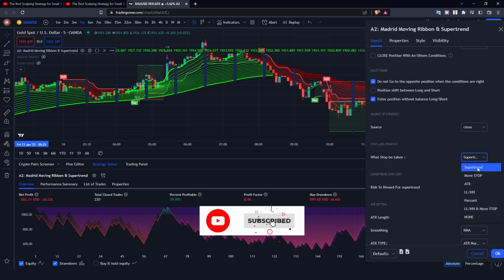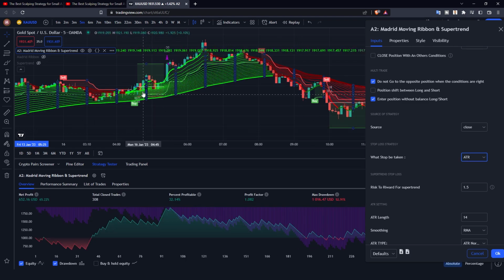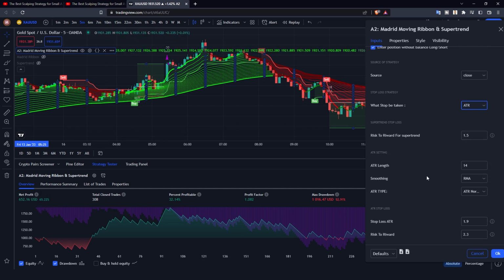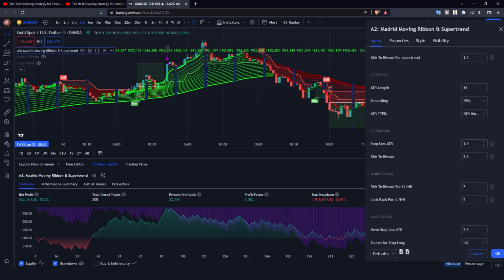We can also change our stop settings. As I said, it can be on super trend or ATR or moving average stop, and see what changes will happen. For example, if I choose ATR, it calculates using ATR and the profit becomes better here. Okay, in this part we can choose ATR to be used, and in this part we can set the amount of our stop loss and risk to reward.